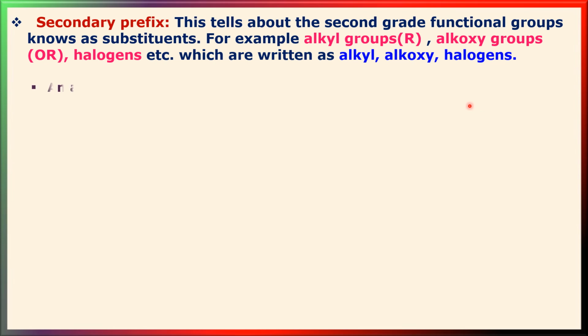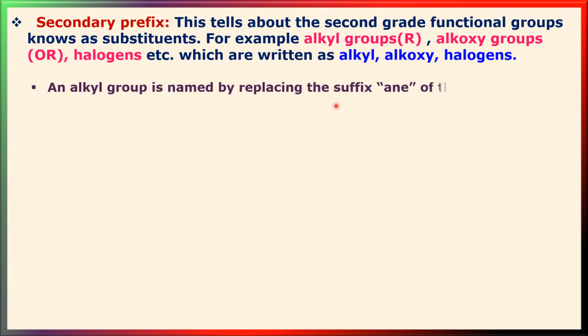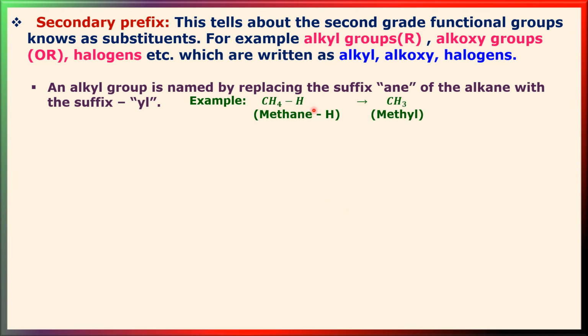See here. An alkyl group is named by replacing the suffix ane of the alkane with the suffix yl. That is, if one hydrogen atom is removed from alkanes, we get alkyl group. For example, you see here, if one hydrogen atom is removed from methane, minus H, we get methyl.